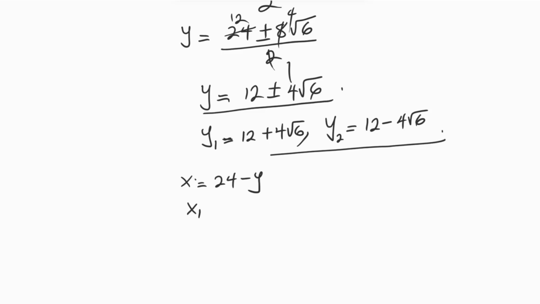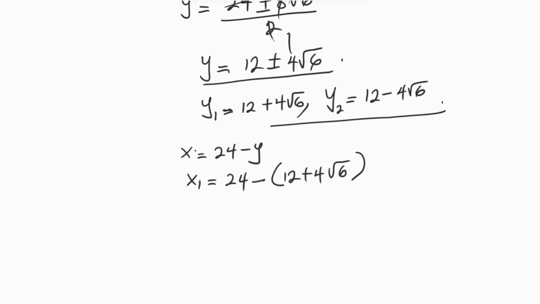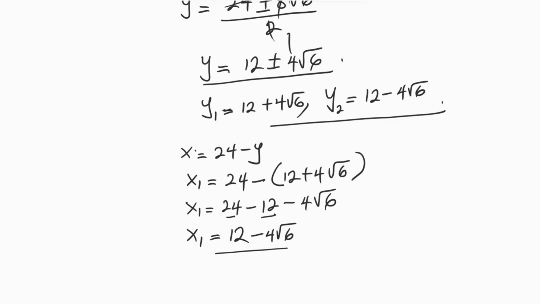So for our x1, we have 24 minus 12 plus 4 root 6. So now we have that x1 is equal to 24 minus 12. Minus times plus will give us minus 4 root 6. So x1 is equal to 24 minus 12, which gives us 12 minus 4 root 6. That's our x1.